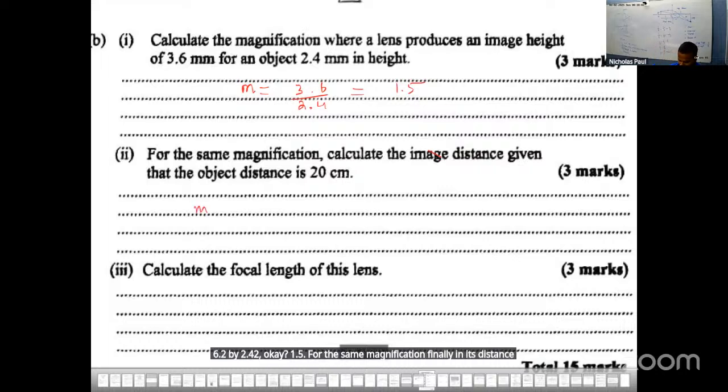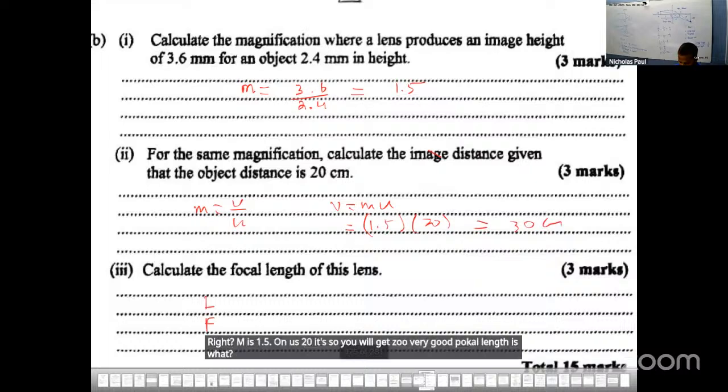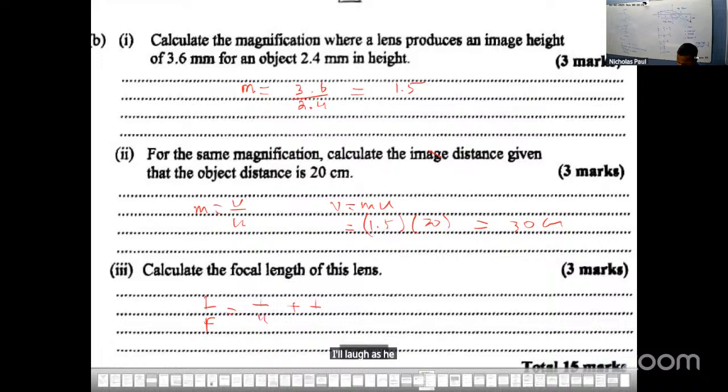So we're using M is V over U, V is M times U. M is 1.5 and U is 20. So you will get 30. Very good. Focal length is what? 1 over F is equal to 1 over U plus 1 over V. What's U again? 20. 1 over 20 plus 1 over 30. How much is that? 1 over 12. So your final answer for F is 12.